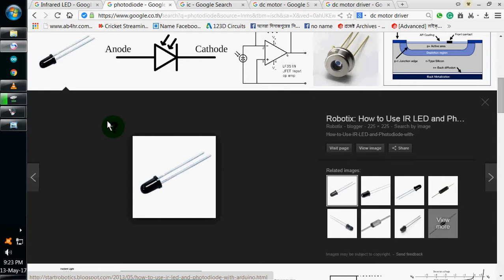The characteristic of this device is that when it gets light, it goes to the forward condition. When it does not have any light, it stays in the reverse biased condition. That means no current will flow through this diode. Only when light falls on this photodiode does it go into the forward bias condition.